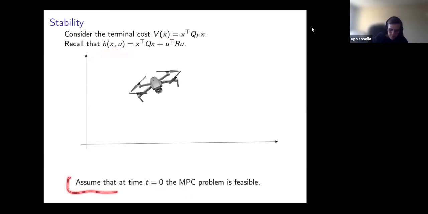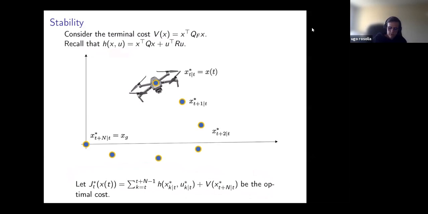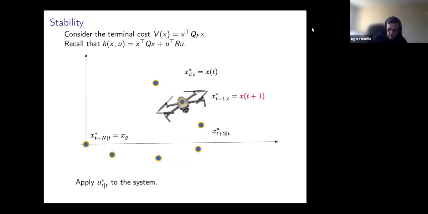And so again, the proof is as simple as before. We assume that at time t0, we can solve the finite time optimal control problem. And therefore, there is a plan that is able to drive the system to the origin. Again, in a receding horizon fashion, we are going to apply the first element of our optimizer vector. So the system is going to move to the first predicted point. And now what we notice is that, again, we have a feasible trajectory to our optimal control problem that can be obtained by reusing the optimal plan computed at the previous time step.